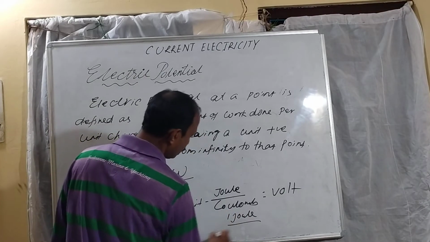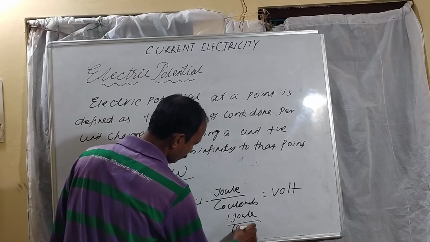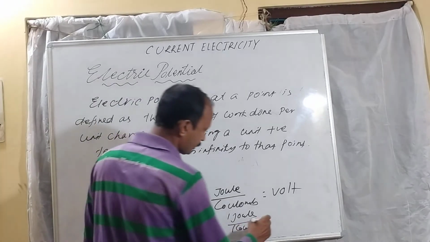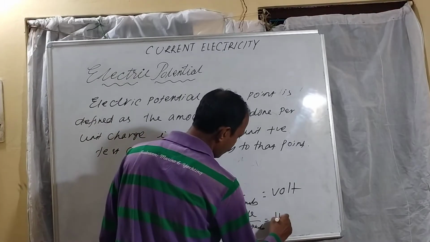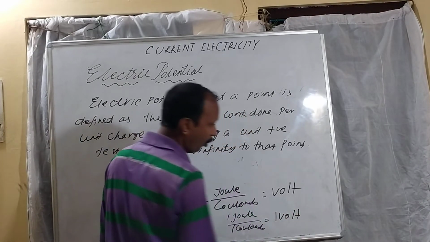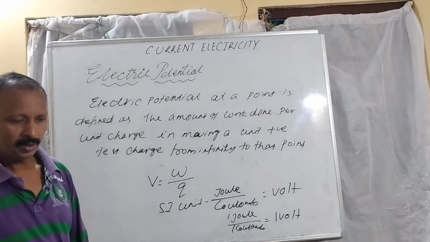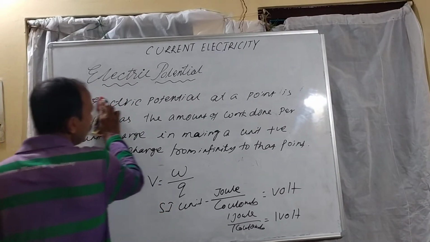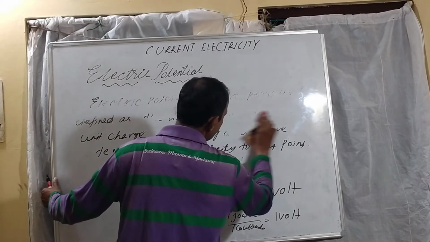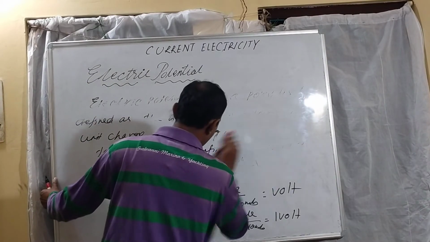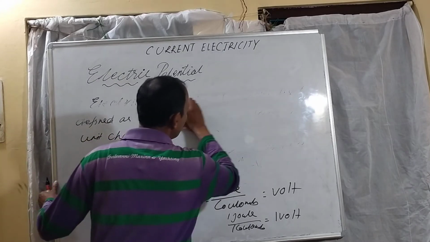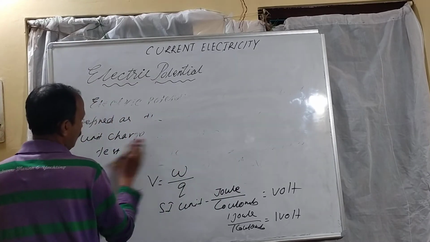Suppose the work done is 1 joule. Charge is 1 coulomb. Then I can say that electric potential is 1 volt. So I can say that 1 volt is the electric potential when 1 joule of work is done for carrying 1 coulomb of charge.